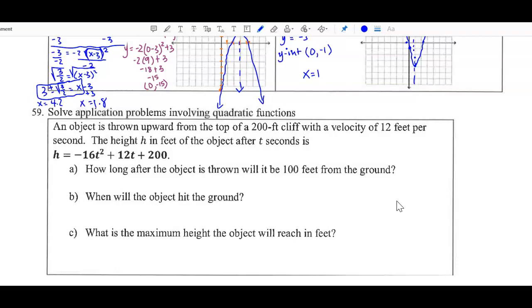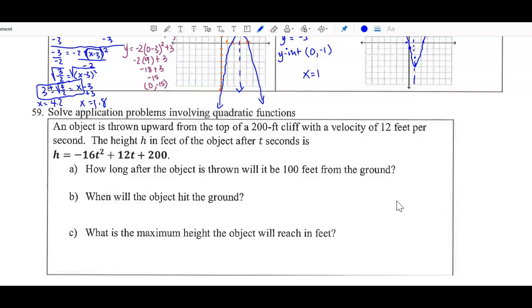All right, so let's keep going here, because this is a good one to look at too for the final exam. An object is thrown upward from the top of a 200-foot cliff with a velocity of 12 feet per second. The height h in feet of the object after t seconds is given by that equation. So how long after the object is thrown will it be 100 feet from the ground?